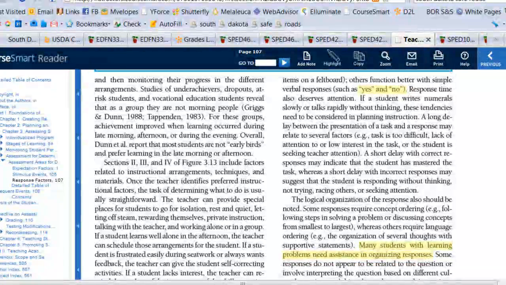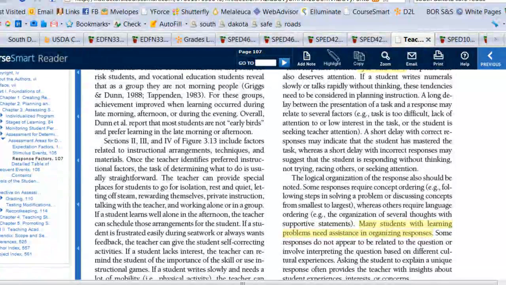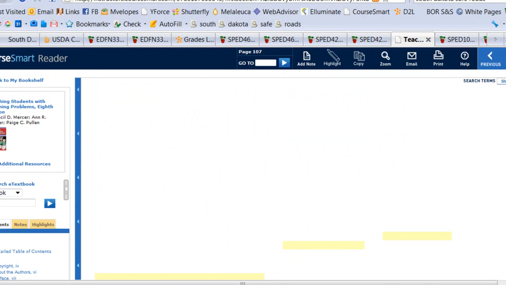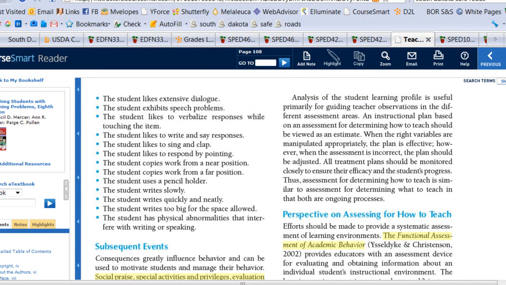So see if you can figure out that response time. Many students with learning problems need assistance organizing response. They need that time. Student likes simple one-word responses, likes brief discussions. That's where you've got to get to know the student, and you can have input from others. All can kind of become a factor. Here's a whole list, and these are really, I think, pretty cool also, of some things that you can consider on response. And you can try different things in your instructional model.